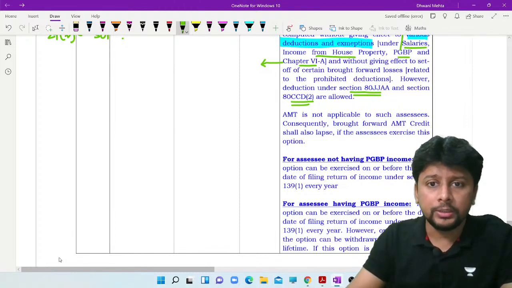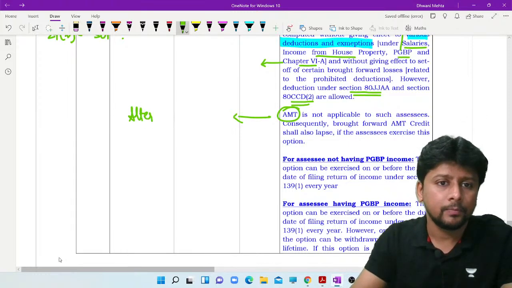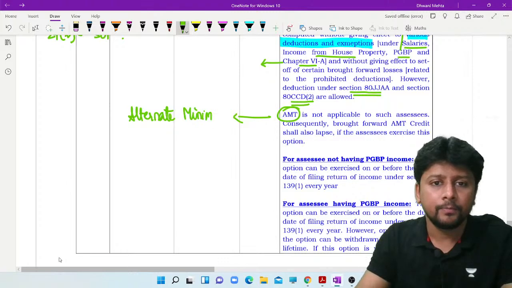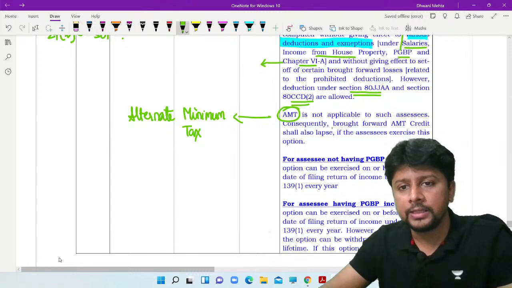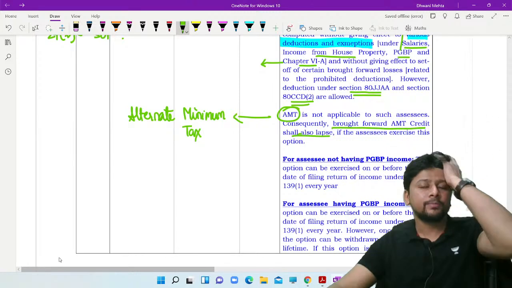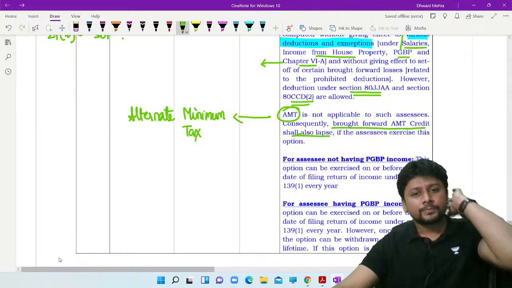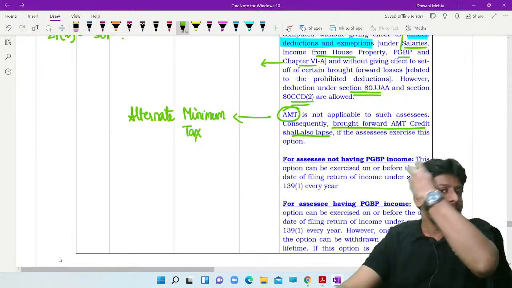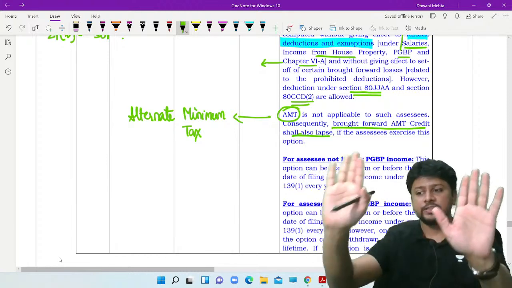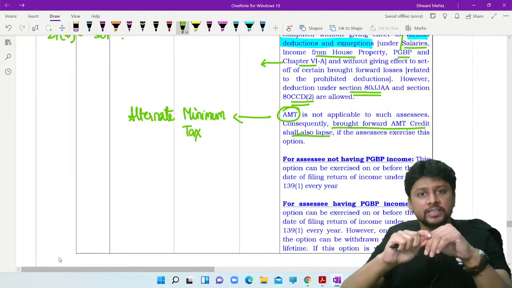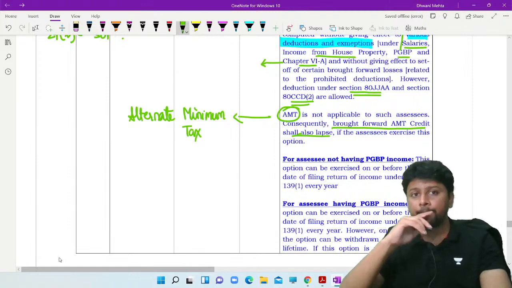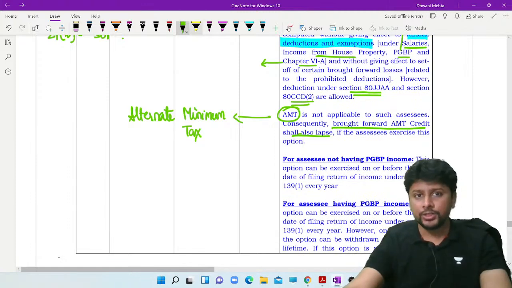The concept of alternate minimum tax, AMT, is not applicable. If in the past you have paid alternate minimum tax, then the brought forward credit will also lapse. So we can suggest the same thing to our clients, that first let your brought forward losses and brought forward AMT credit get set off, then you can opt for this. A very distinguishing feature.